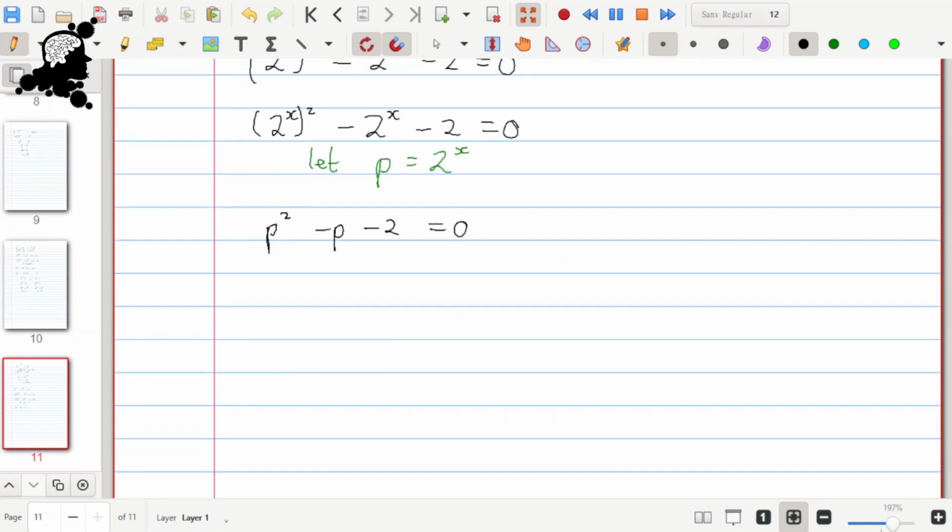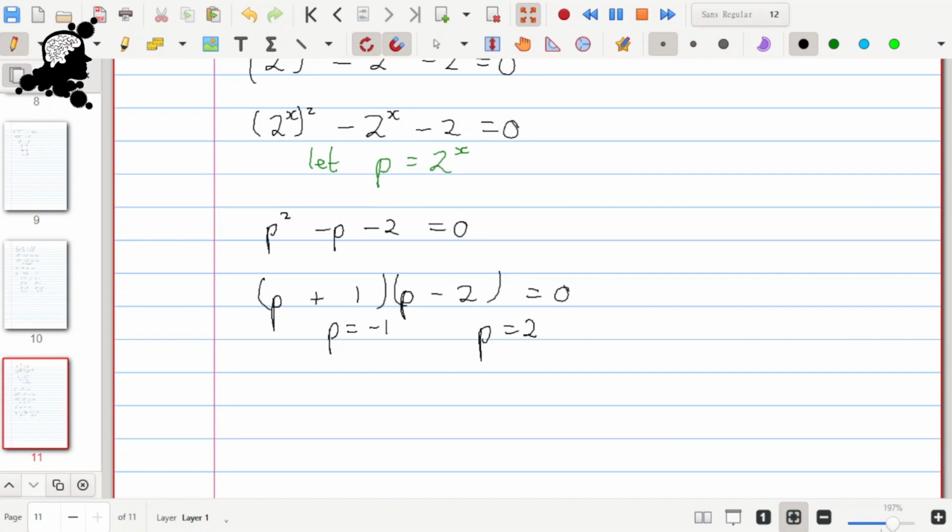We can factorize this. If I factorize this, I am going to have this is p, this is p. We know that the last term is negative, so the signs must be different. Because the middle term is negative, the biggest factor of the last term takes the sign of the middle term. This is 2, this is 1. We're going to get p is equals to negative 1, p is equals to 2.